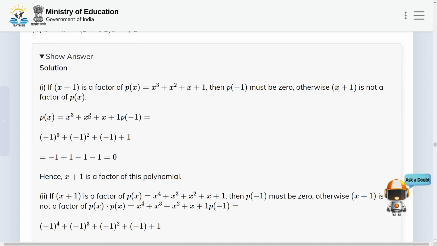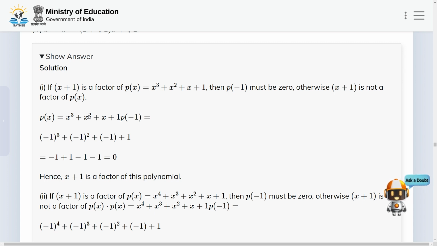If x plus 1 is a factor of the polynomial p of x equals x cube plus x square plus x plus 1, then p of minus 1 must be 0. Otherwise, x plus 1 is not a factor of p of x. So p of x equals x cube plus x square plus x plus 1. Now if we substitute x equals minus 1 in this cubic polynomial, we will get p of minus 1.